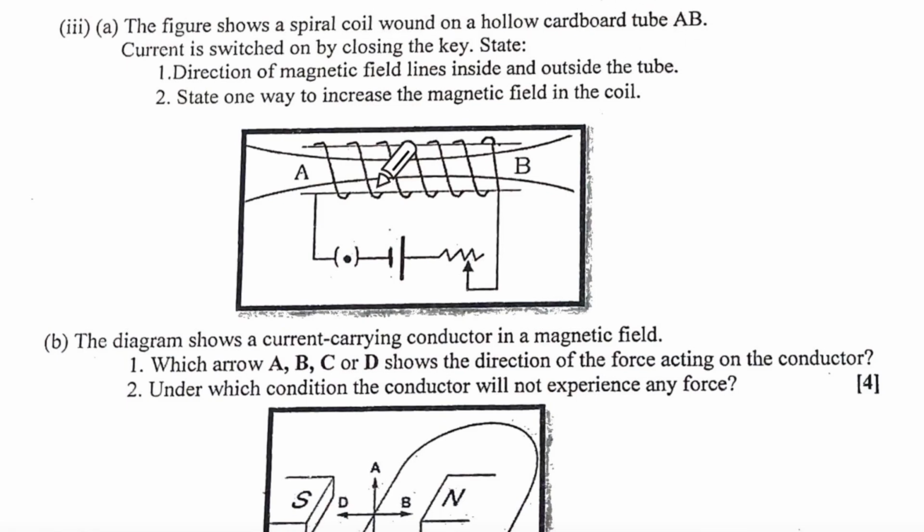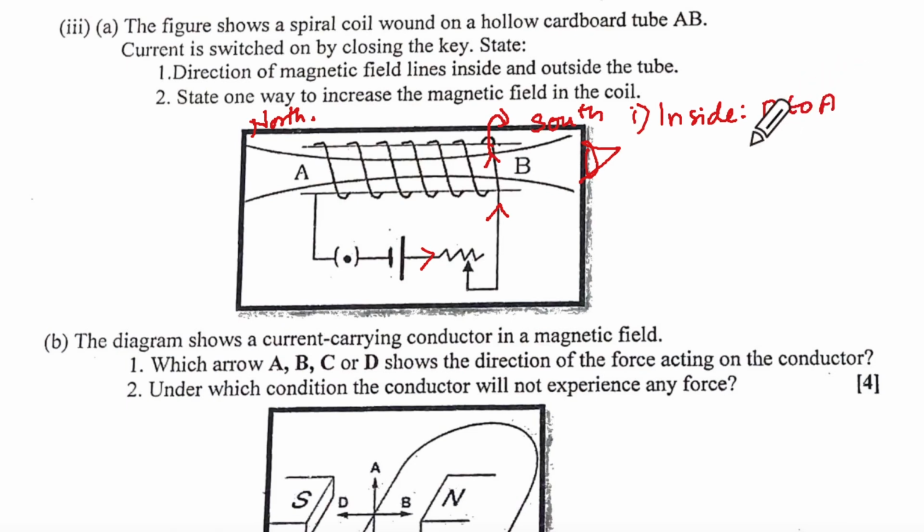Now, in this, what do you say? A hollow cardboard tube AB, and the current is switched on by closing the key. State the direction of the magnetic field inside and outside the tube. So here the current is going this way. So at B it is going over and under. When you look at it from here, this is the south pole, correct? And this A is north. So inside the tube, the magnetic field lines will go from south to north, which means B to A.